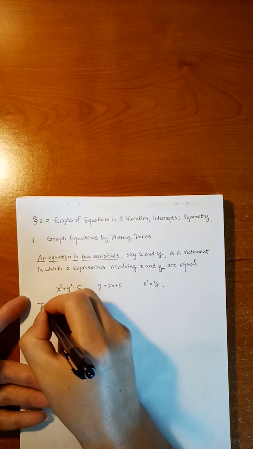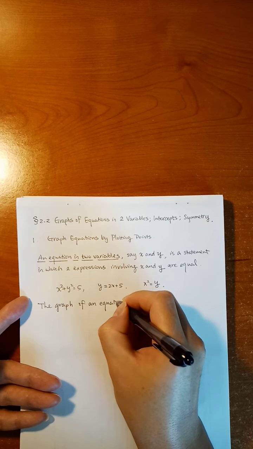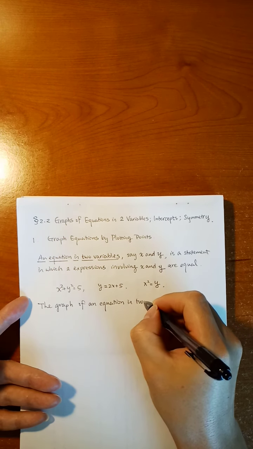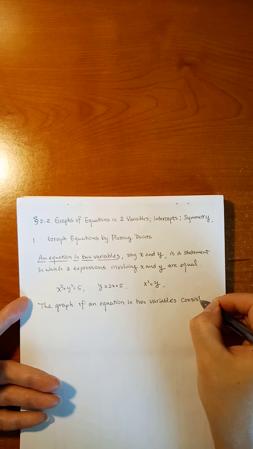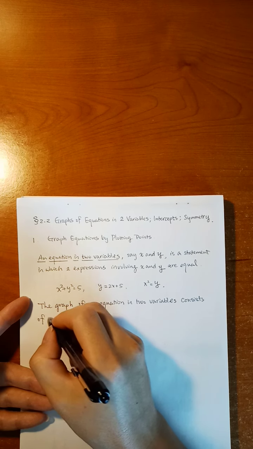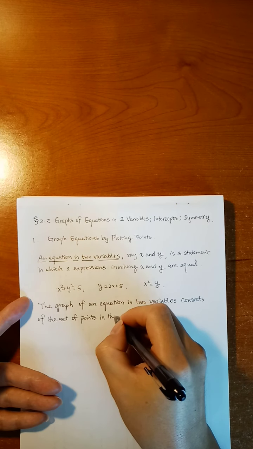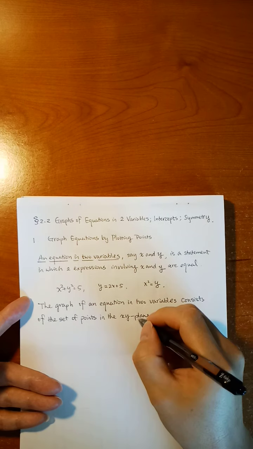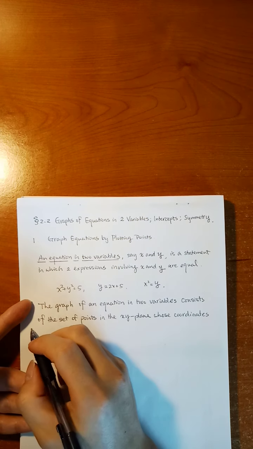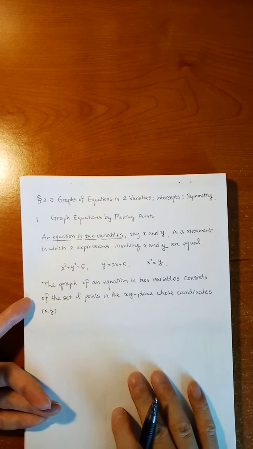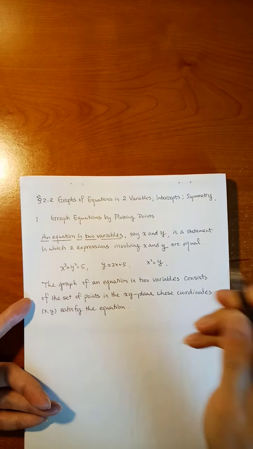And second, the graph of an equation in two variables consists of the set of points in the xy plane whose coordinates, the ordered pair (x, y), satisfy the equation. Okay, so that's the definition.